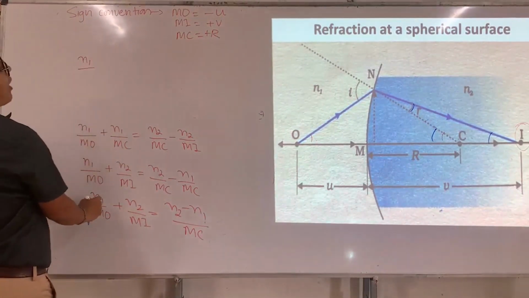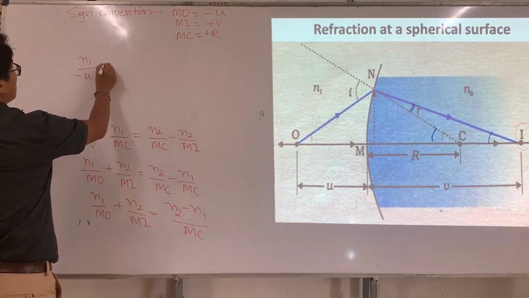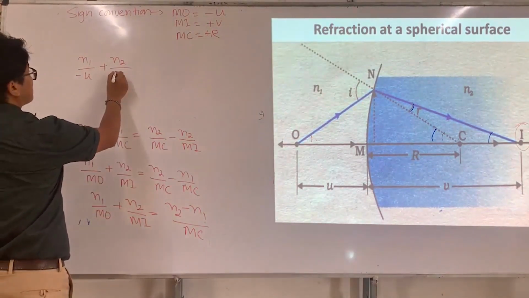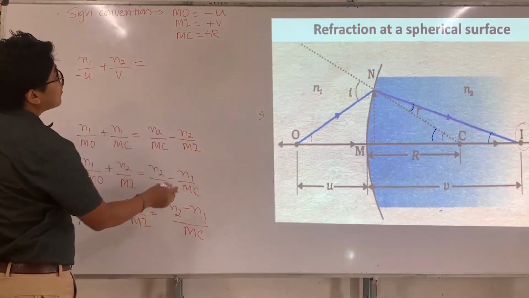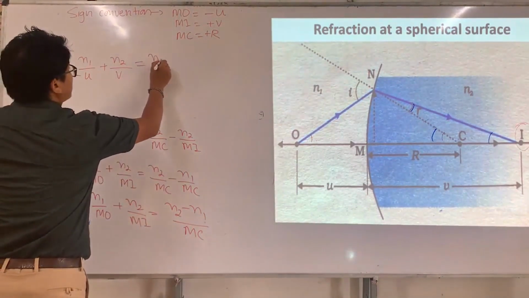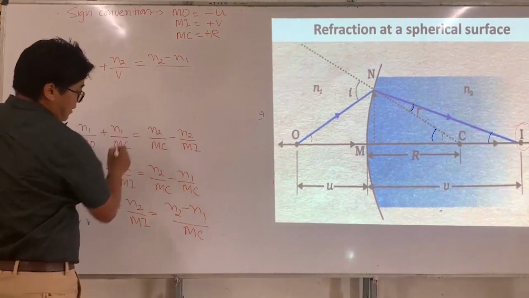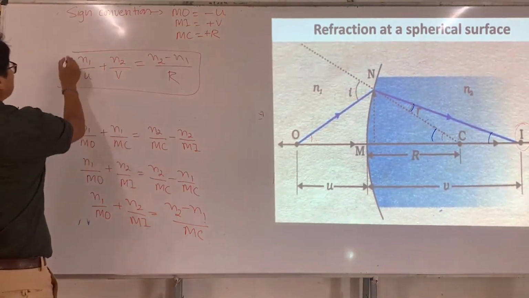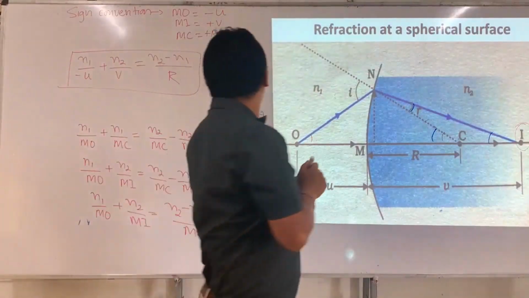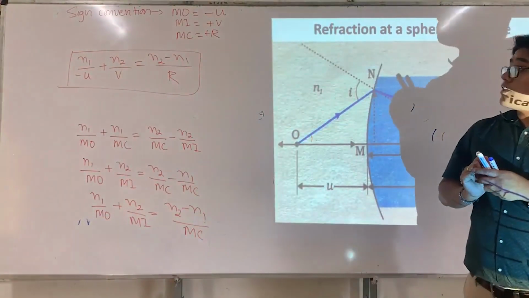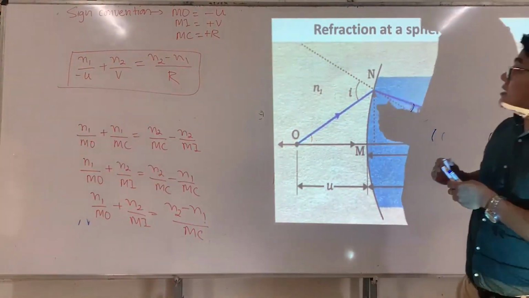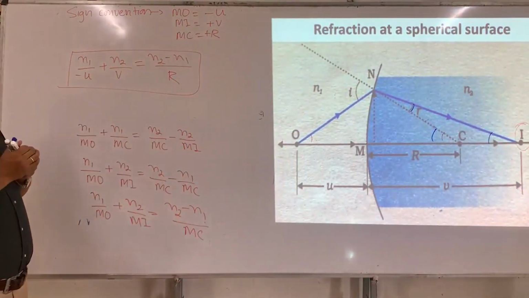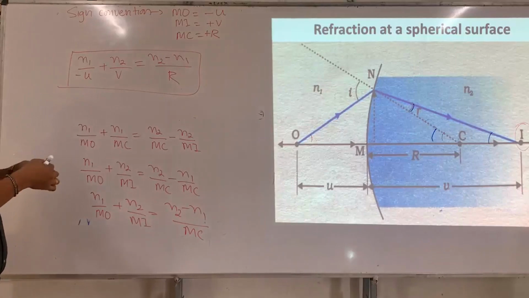N1 divided by Mo is minus U plus N2. This is V equal to N2 minus N1 divided by R. This equation gives you the refraction of light at a spherical surface. This equation tells us the refraction of light at a spherical surface. Alright?